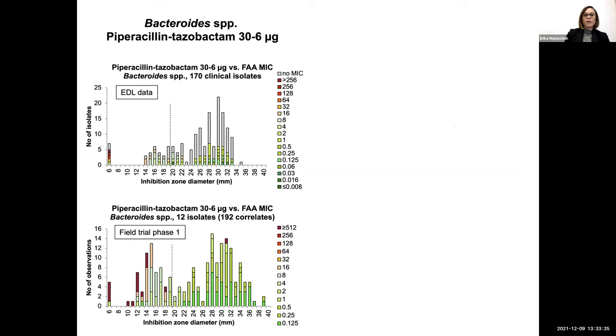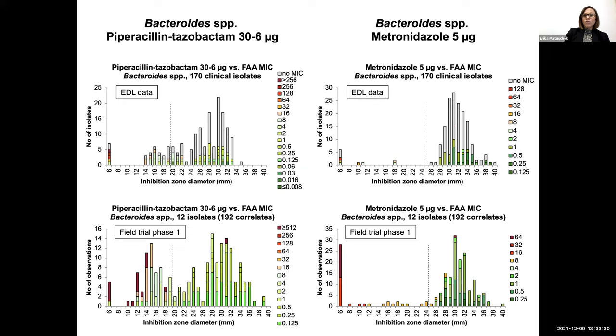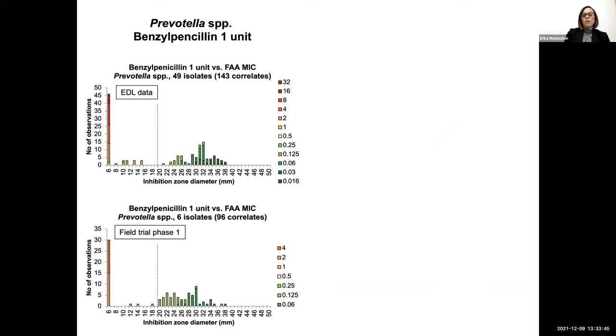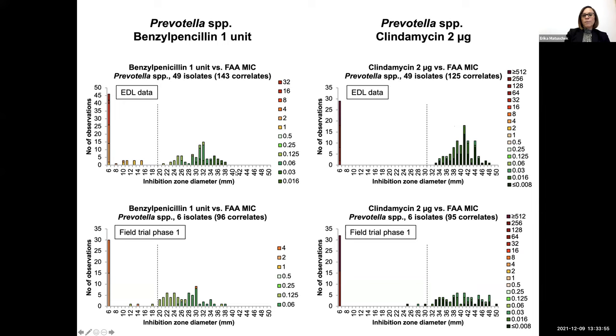This first example is for Bacteroides with piperacillin tazobactam. And the next example, Bacteroides and metronidazole, where we see a very clear separation between susceptible and resistant isolates. The next example is for Prevotella species and benzyl penicillin 1 unit. Again, a very nice separation between susceptible and resistant isolates. And you can see here that the field trial phase one results match very well the EDL data. And another example for Prevotella with clindamycin, where isolates are either very susceptible or very resistant, but again, with reproducible results both at EDL and in the field trial.